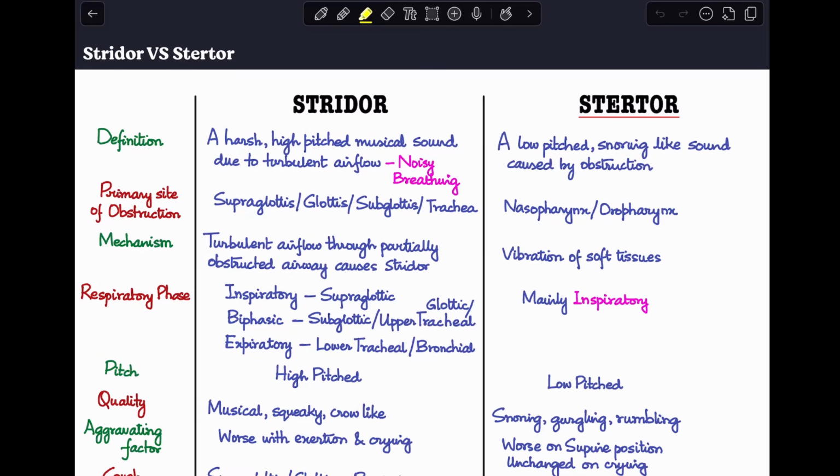Today we'll be discussing a very important Viva topic and something that you need to know clinically as well, and that is what are the differences between Stridor and Stertor.